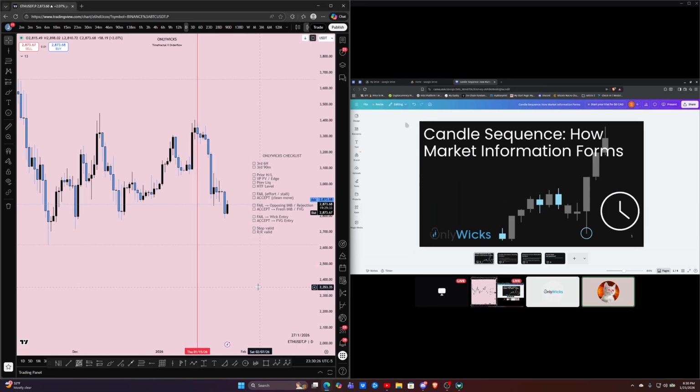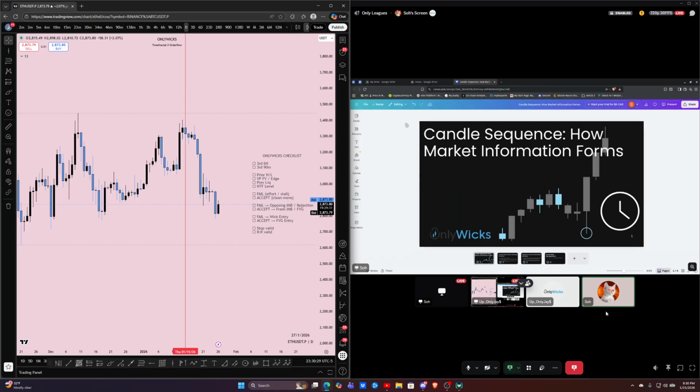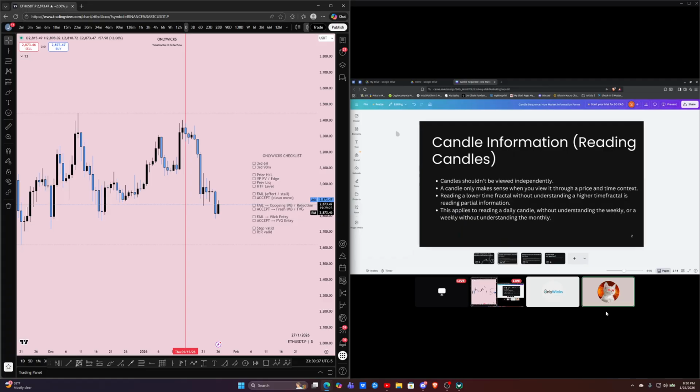Hey guys, so today we're going to be talking about candle sequence and how the actual market information forms. Okay. So firstly, how to be reading your candles. Your candles shouldn't be viewed independently. The way you should view your candles is from a time context, a price context, and then you can use order flow on top of that.